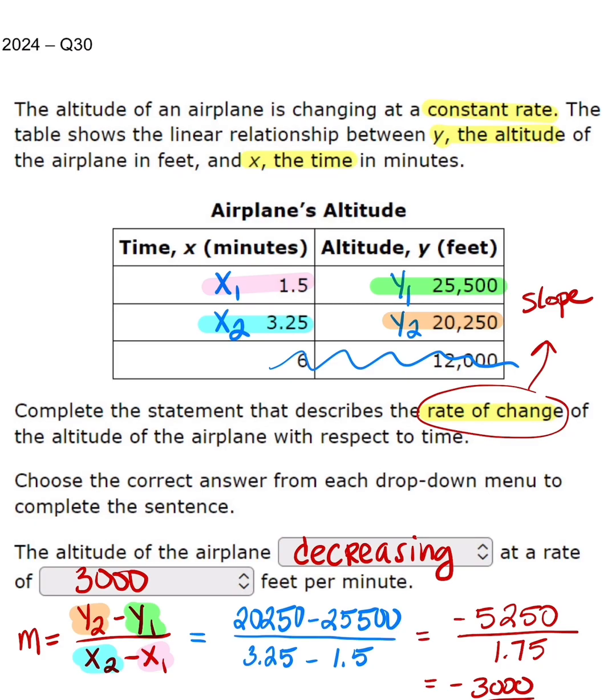So that's how you find rate of change from a table. You just basically use your slope formula and then interpret the value that you get.